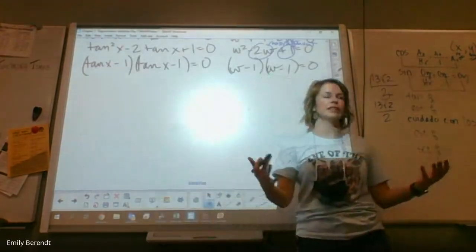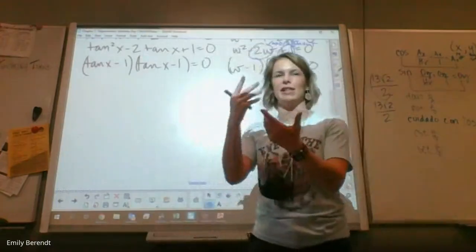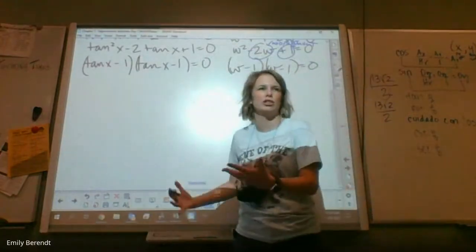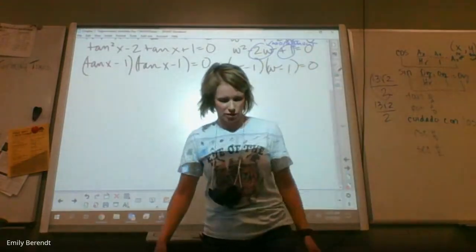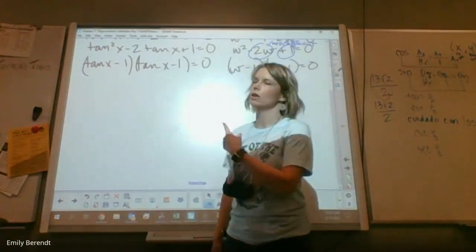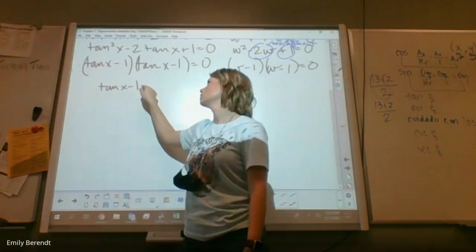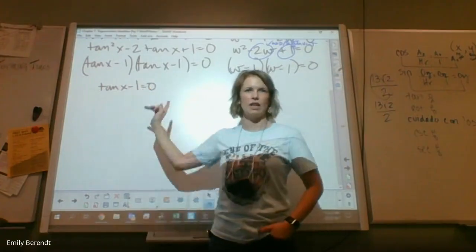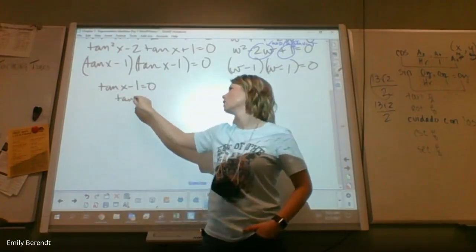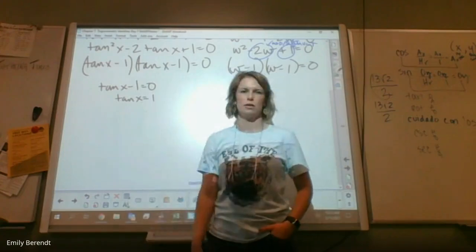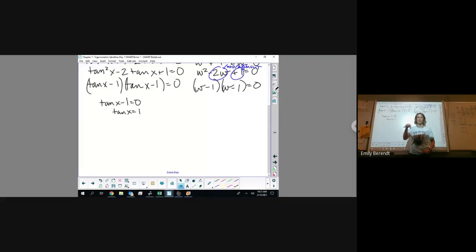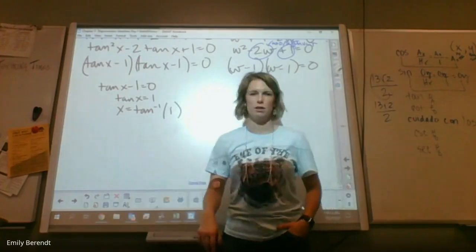Notice that it's the same set of factors, so you only need to set one of those equal to 0 because you get the same answer. Again, you don't have to worry about double roots because we're applying it to trig words. So just set one of them equal to 0. Add 1. Once you get it to trig word followed by the angle equals the ratio, you're ready for the inverse. So x equals the inverse tangent of 1.